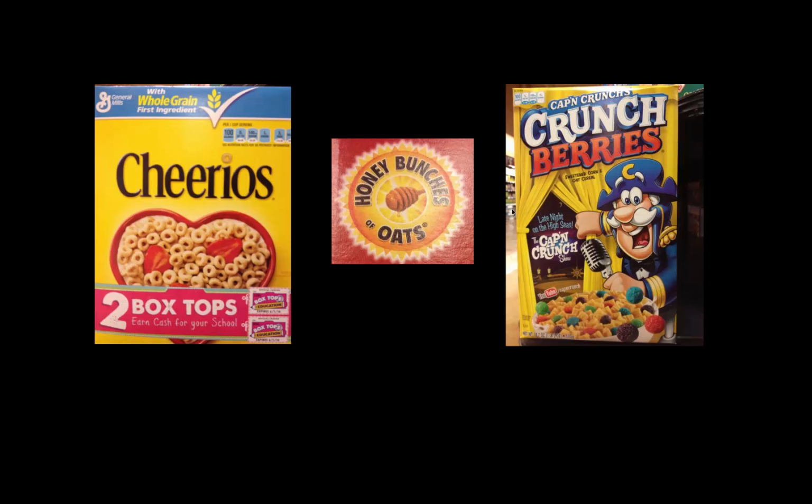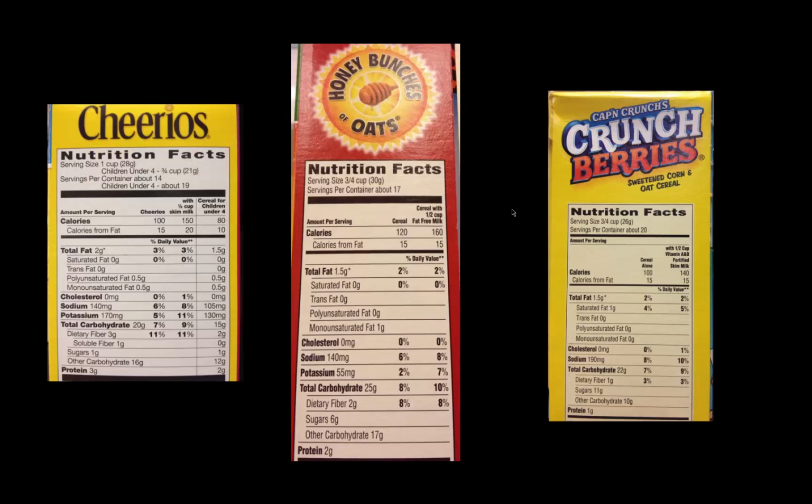So, taking three kinds of cereals, Cheerios, Honey Bunches of Oats, and Captain Crunch's Crunch Berries, looking at these different nutrition facts labels, going from top to bottom, you're going to see differences in the kind of calories and nutrients that you might be getting. So, I think one thing to ask yourself is, what is the purpose? Like, why are you looking at these nutrition facts labels? So, for some people, it might be for weight management.